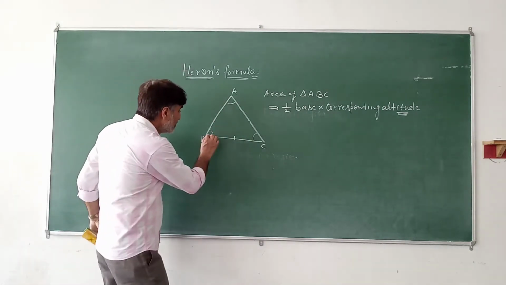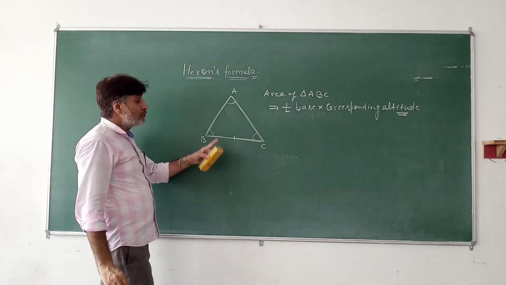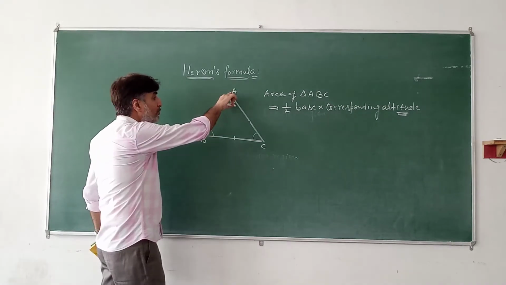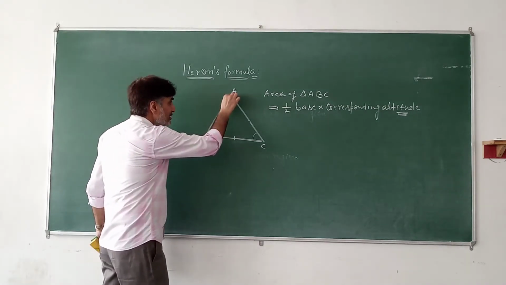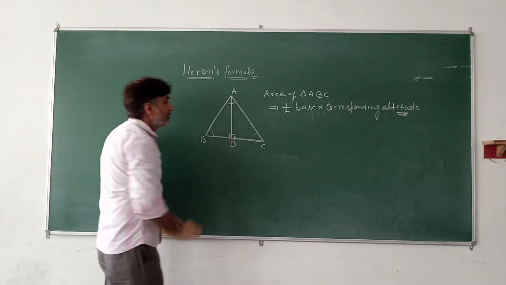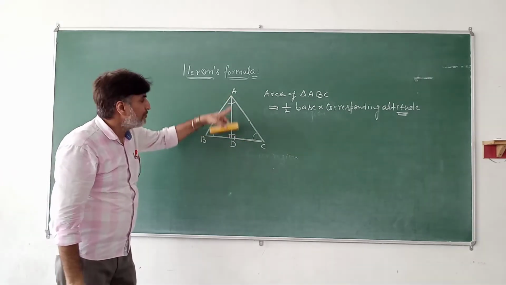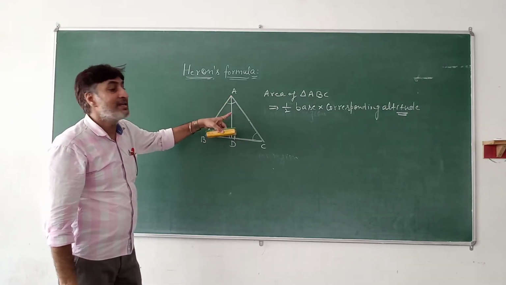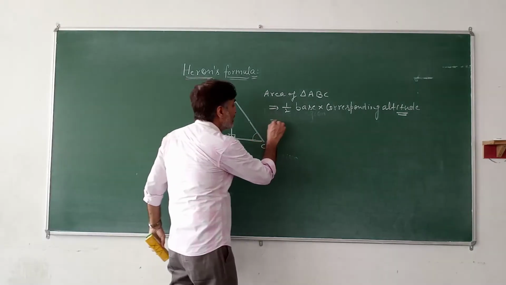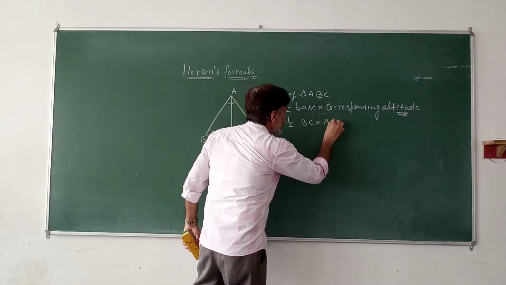If we assume this BC as base, then the corresponding altitude or height of this triangle becomes the perpendicular from the opposite vertex to BC. It means, say, AD is the perpendicular from vertex A to side BC, then this AD becomes the altitude of this triangle with respect to this side BC, and the area of this triangle becomes half BC into AD.